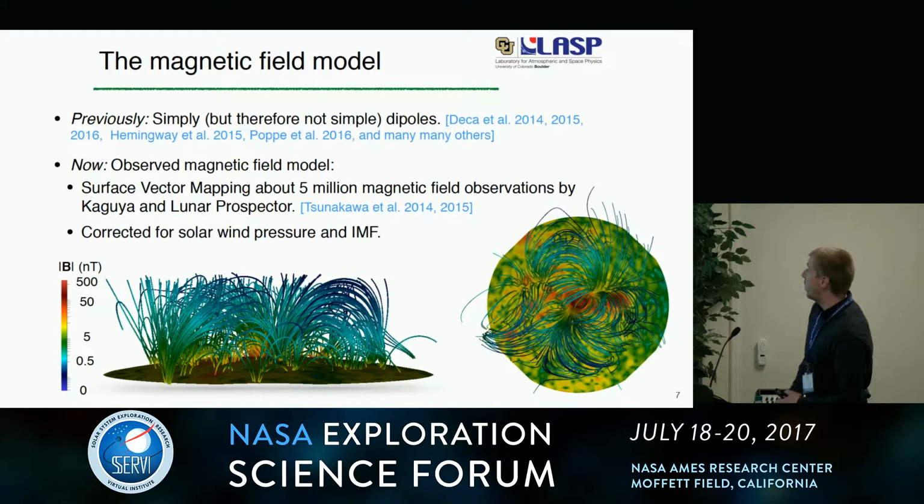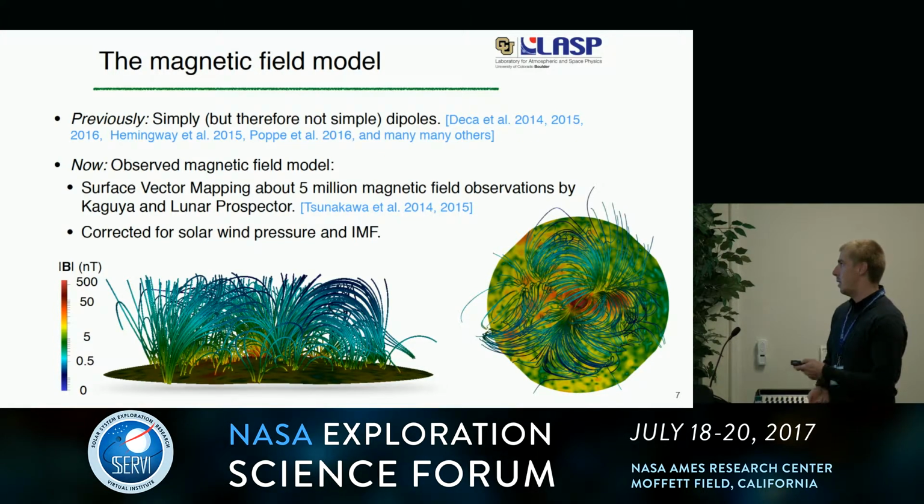So this is this magnetic field model. Basically, this very, very nice Japanese guy, Tsunakawa-san, took all the 5 million Kaguya observations and Lunar Prospector observations, put them in some kind of beautiful magnetic model, and published this. And if you put it in a computer, this is what comes out for the Reiner Gamma region. Here is looking down on the surface, and you see there's this very strong red. Here is where the magnetic field strength is the strongest.